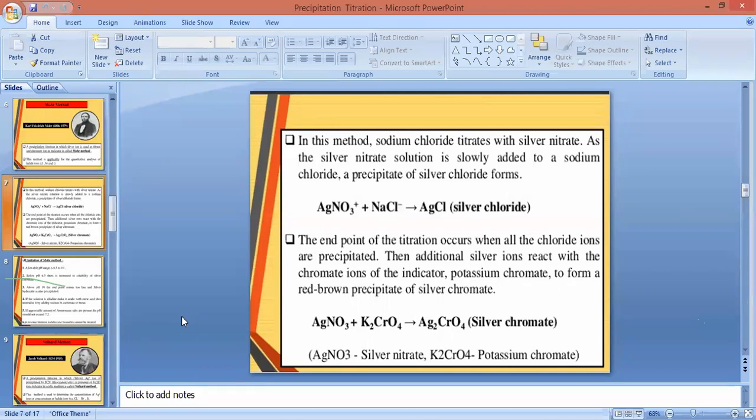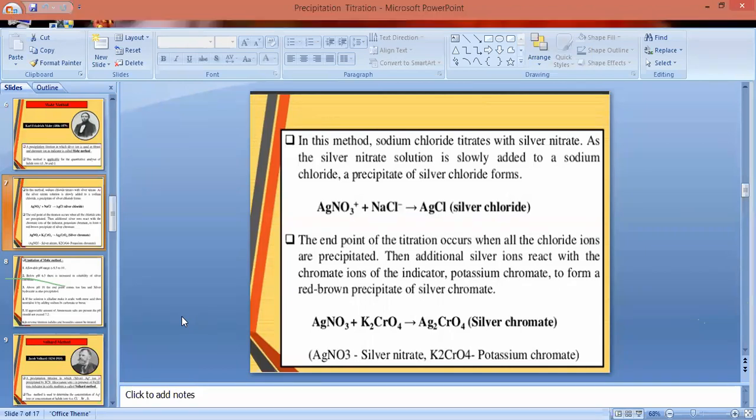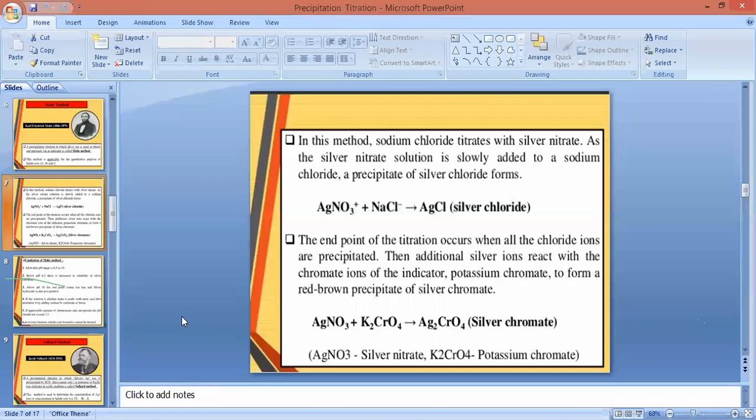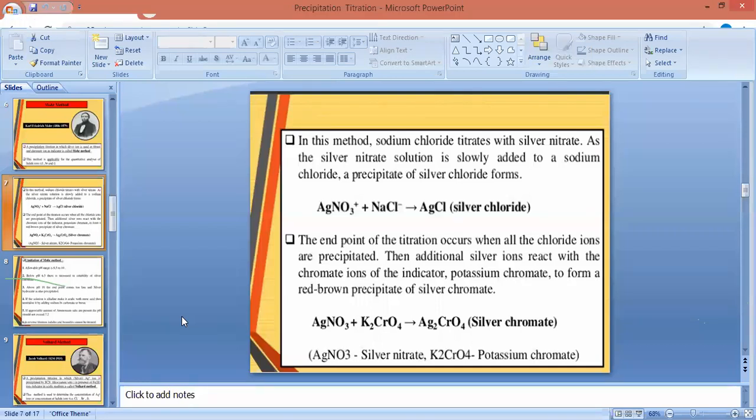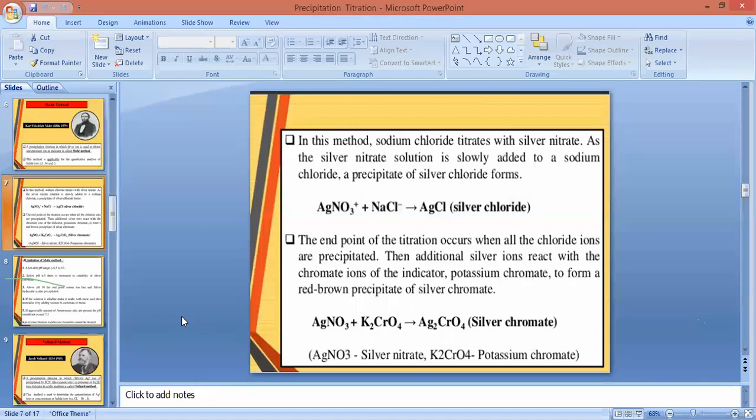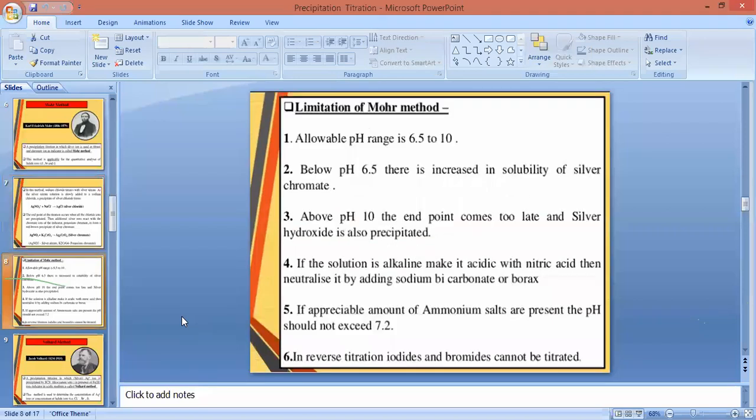At the end point of titration, we will stop the addition of precipitating reagent, that is silver nitrate, from burette to contents in conical flask, and from the burette reading, that is volume of standard solution, silver nitrate, consumed by sodium chloride, we can find out the concentration of chloride.